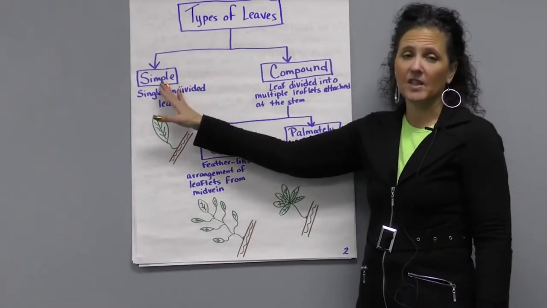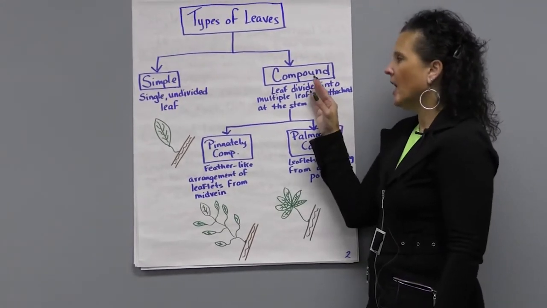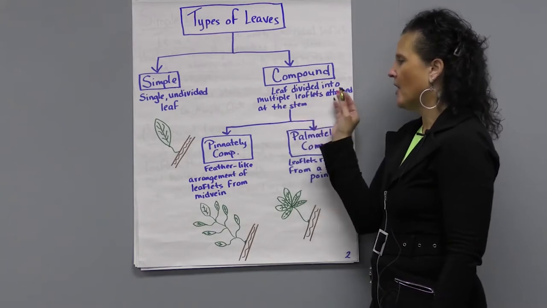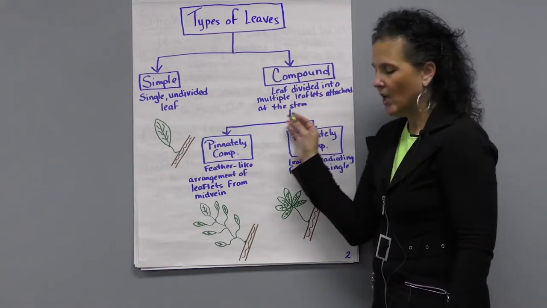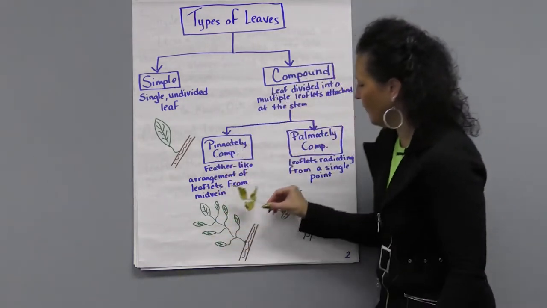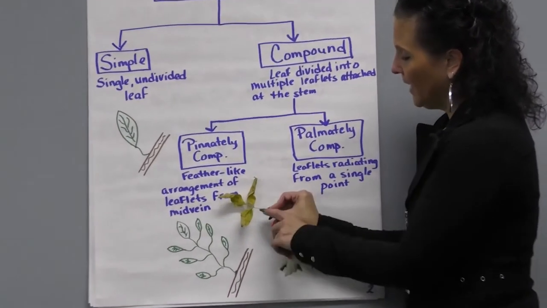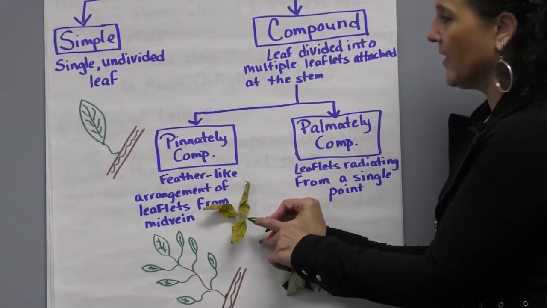Then, of course, if we have simple, we also have compound. And compound, the leaf is divided into multiple leaflets that are attached at the stem. So if you look at this leaf, this would be a compound leaf. We have 1, 2, 3 leaflets all attached at the stem.